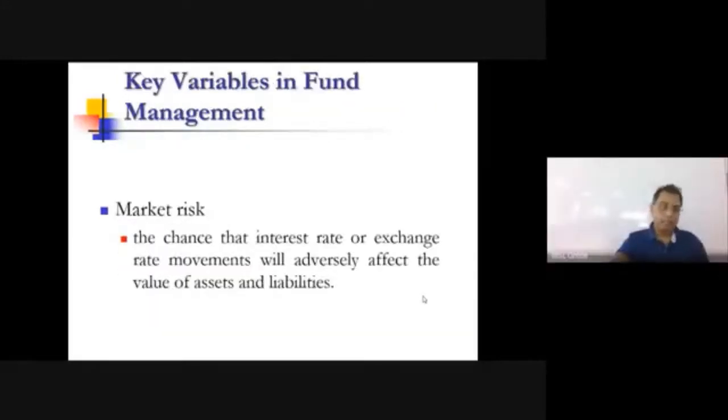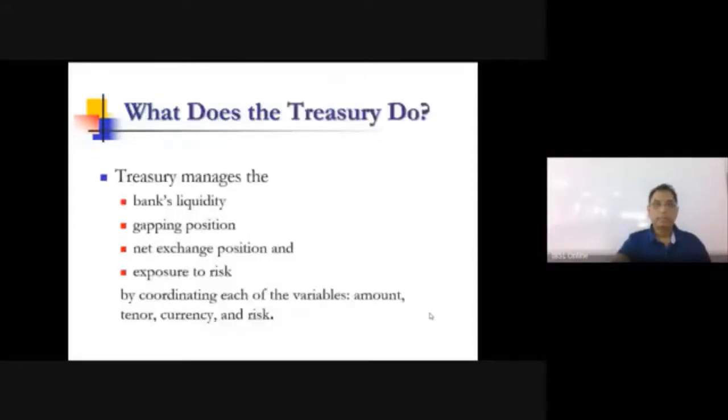So basically, three types of risk: liquidity, market, and credit. There are more risks, but for this purpose, those three. So what does Treasury do? Again, we are going back to where we started.